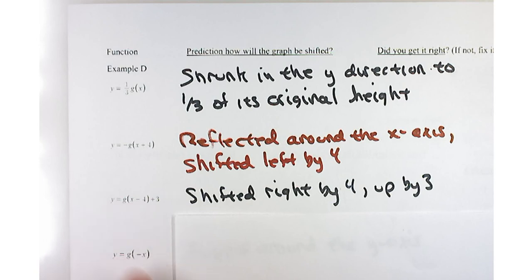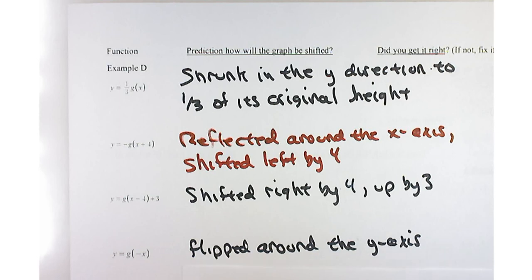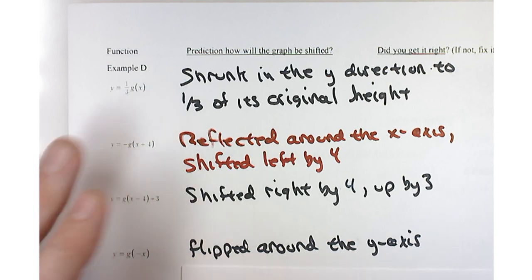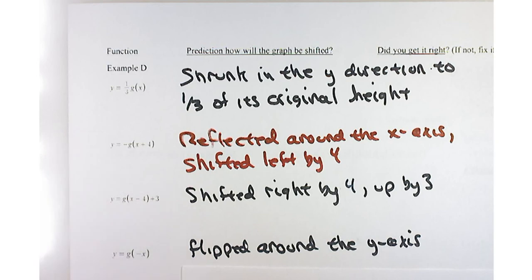g of negative x. How's that one going to change things? Reflecting across the x-axis. Around the x-axis? All right, y-axis, yeah. I thought I heard an x-axis. Good. It's going to be flipped around the y-axis. What's the difference? Well, let's take a look.